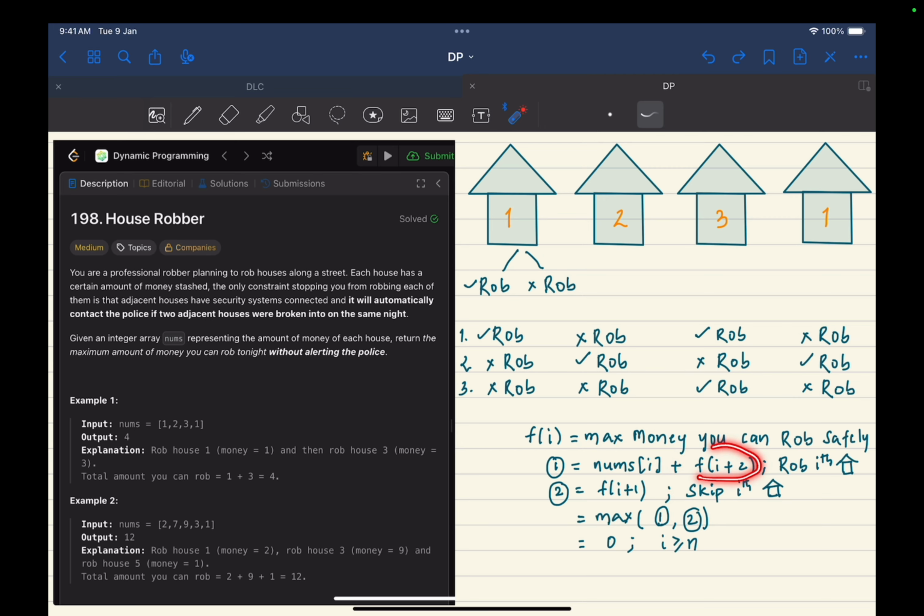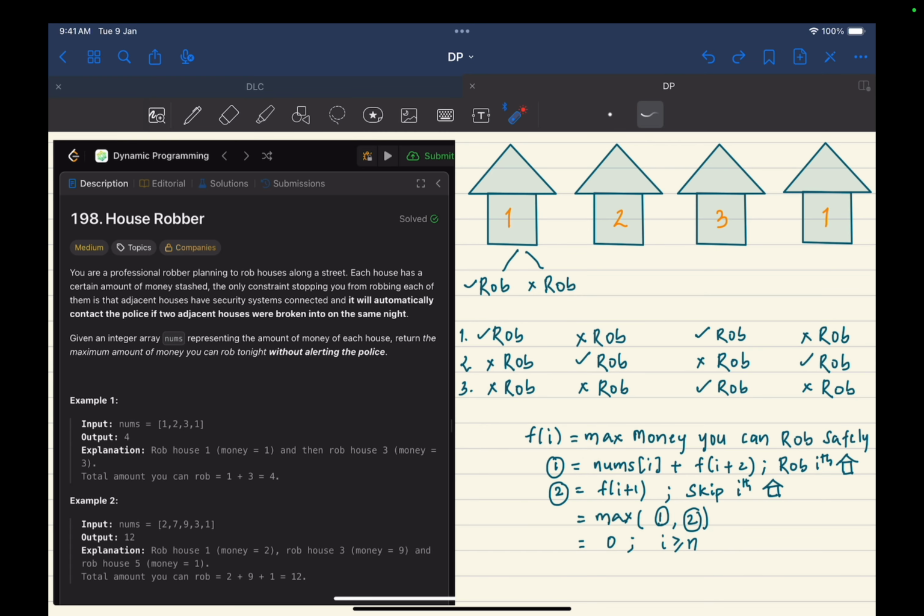So this will tell me the maximum amount I can get by robbing from the i plus 2 house all the way till the end. Okay, the second option I have is to skip robbing the current house. If I choose to skip the current house, then my answer will come from robbing from the i plus 1 house till the end. So f of i plus 1 is the second option. So my answer will be the maximum of these two options. So I will be taking the maximum.